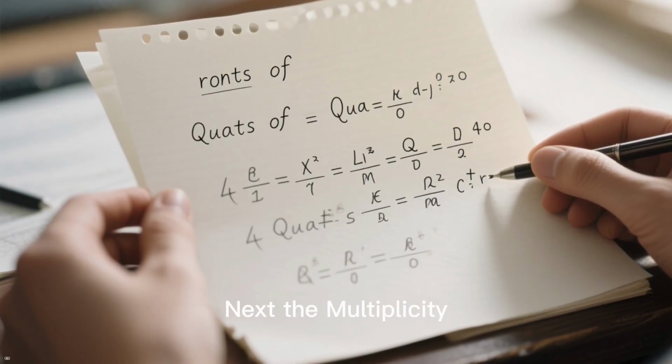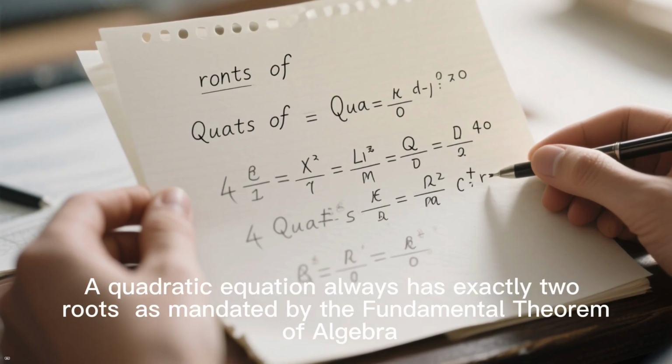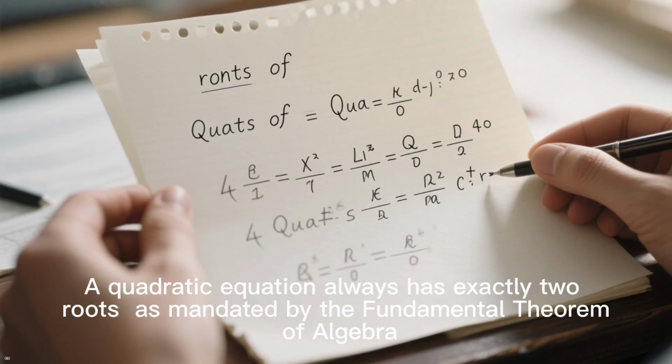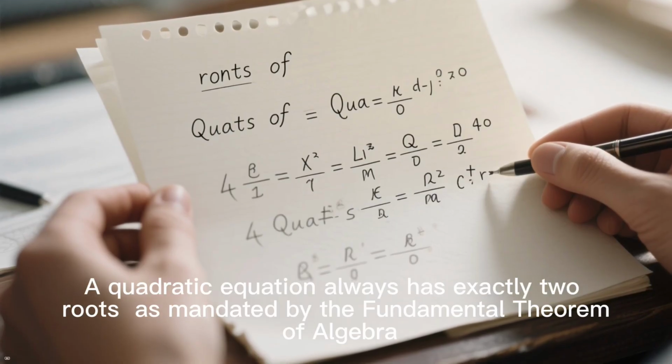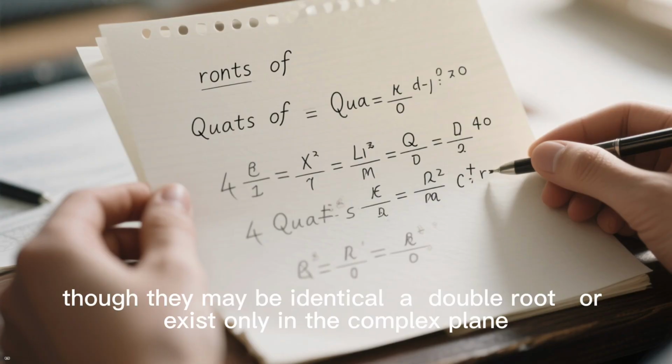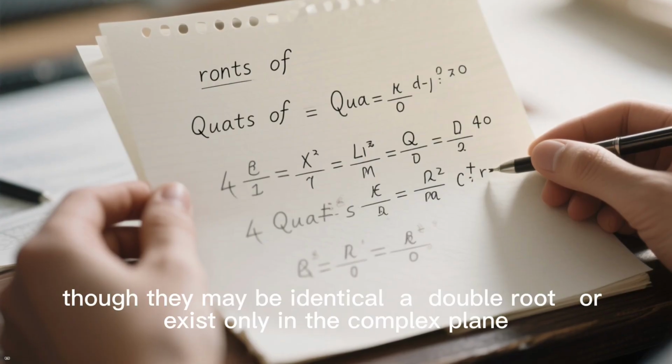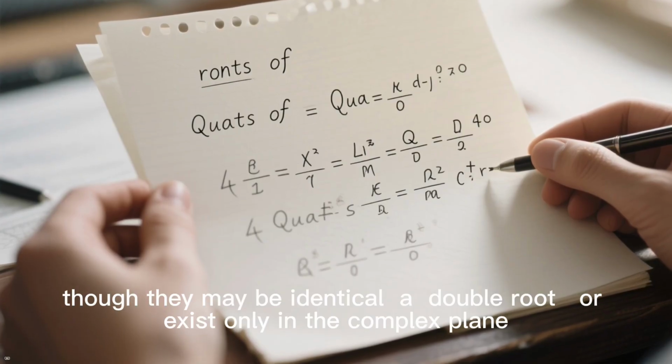Next, the multiplicity. A quadratic equation always has exactly 2 roots, as mandated by the fundamental theorem of algebra, though they may be identical, a double root, or exist only in the complex plane.